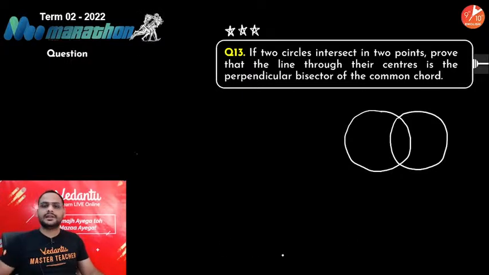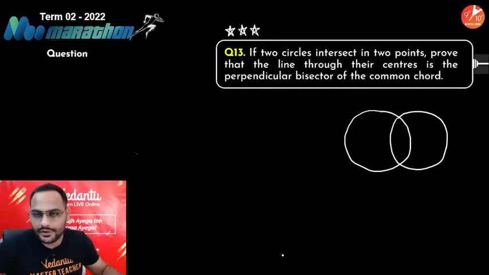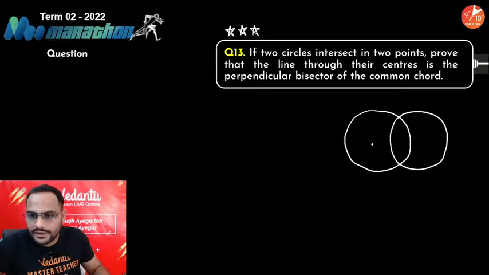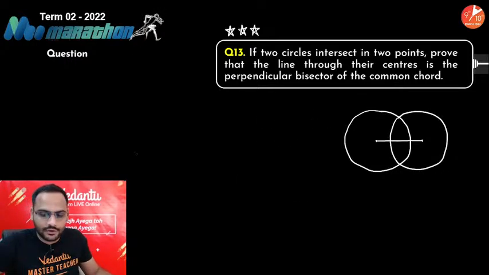Chalo theek hai, these are the two circles intersecting at 2 points. Prove that the line through their centers, this is the center of the first circle, this is the center of the another circle, line through their centers. So this line which I am drawing through their centers is the perpendicular bisector of the common chord.